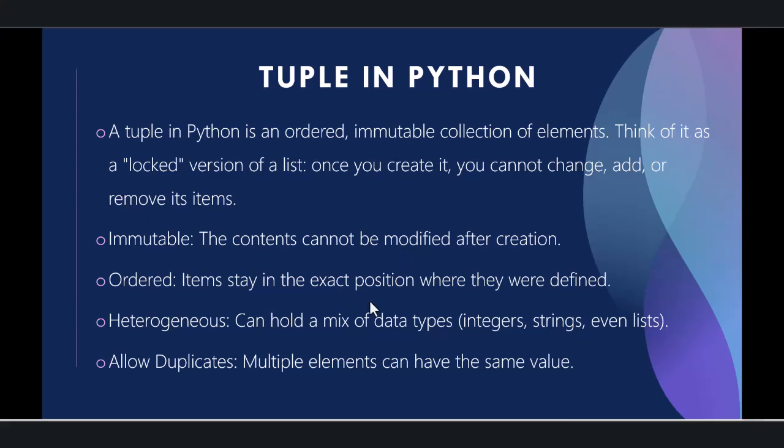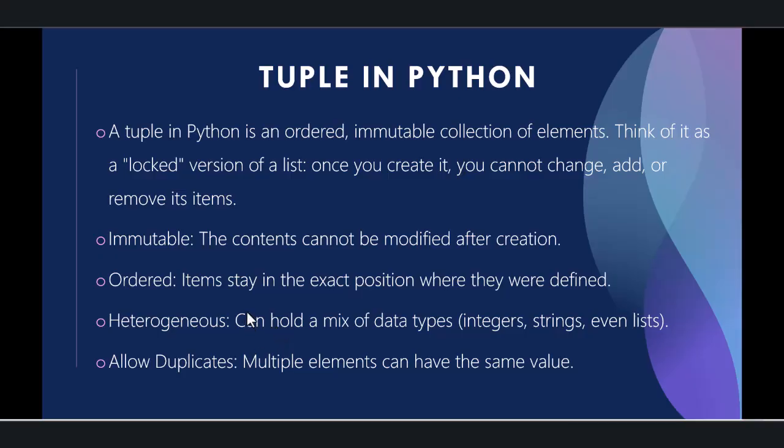It is heterogeneous, which is nothing but it can hold a mix of data types. A tuple can hold integer, string, and even a list, and it will allow duplicates. Duplicates are nothing but multiple elements can have the same value, repeated values it can have.